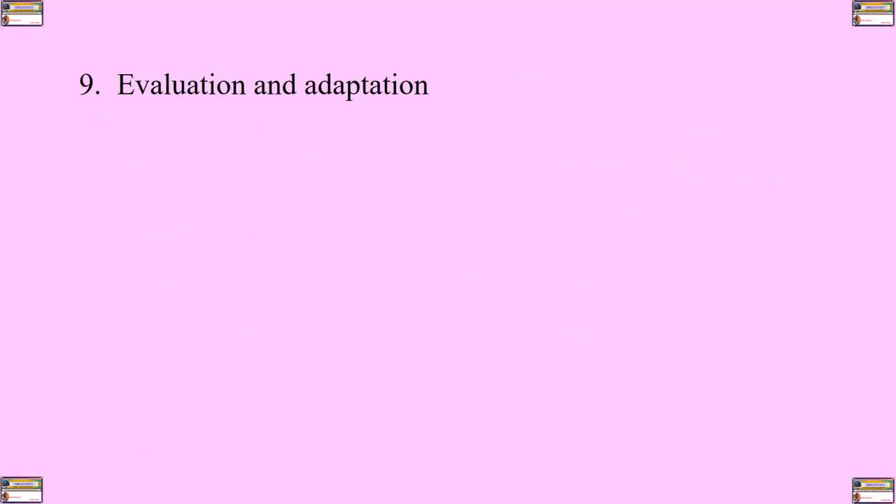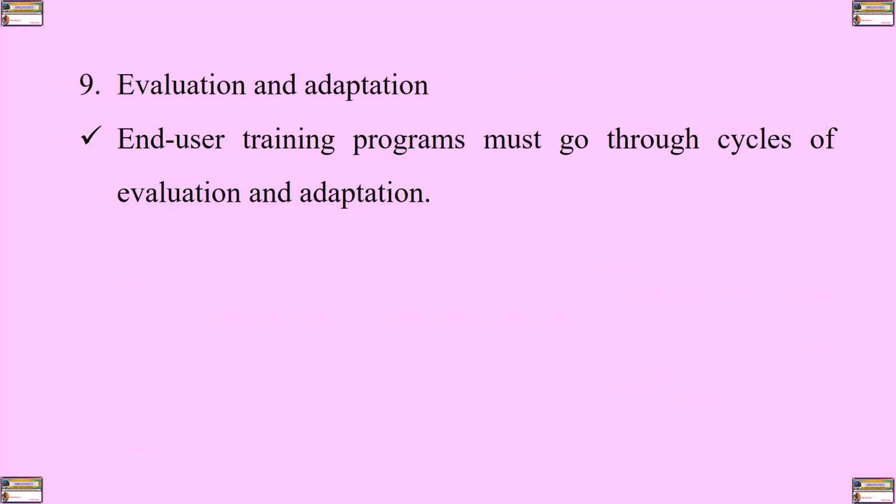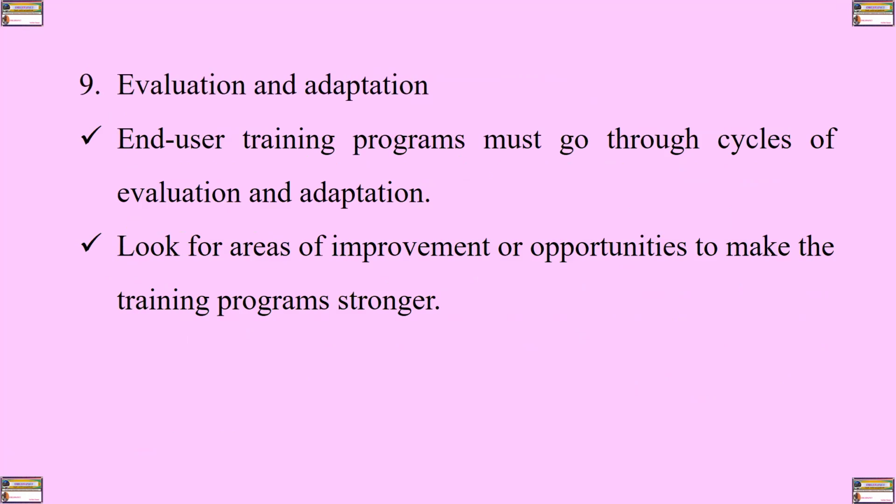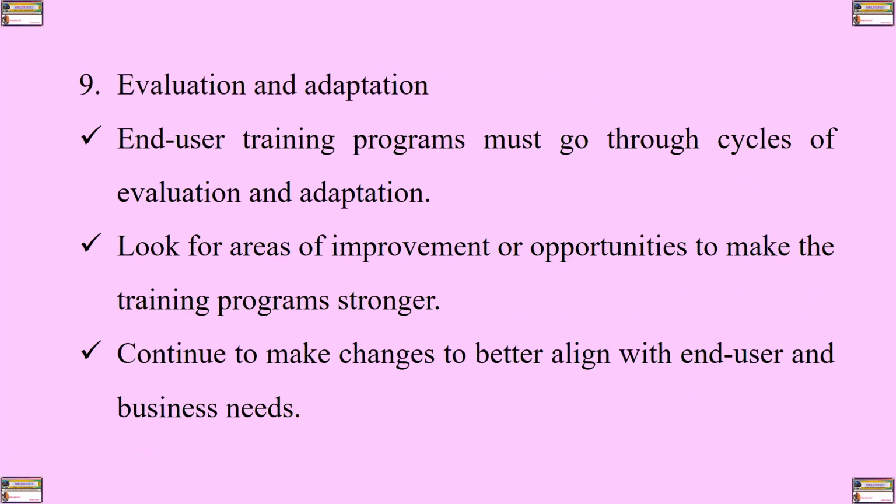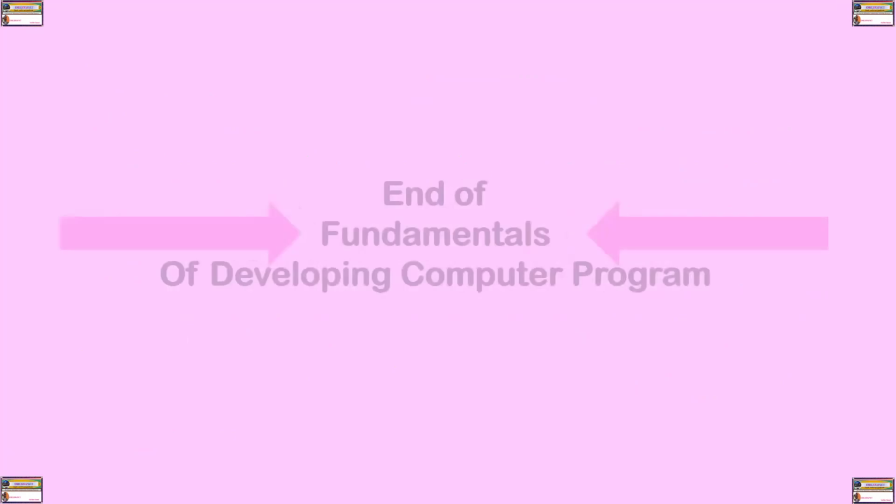Number 9 is evaluation and adaptation. End user training programs must go through cycles of evaluation and adaptation. Look for areas of improvement or opportunities to make the training programs stronger. Continue to make changes to better align with the end user business needs.